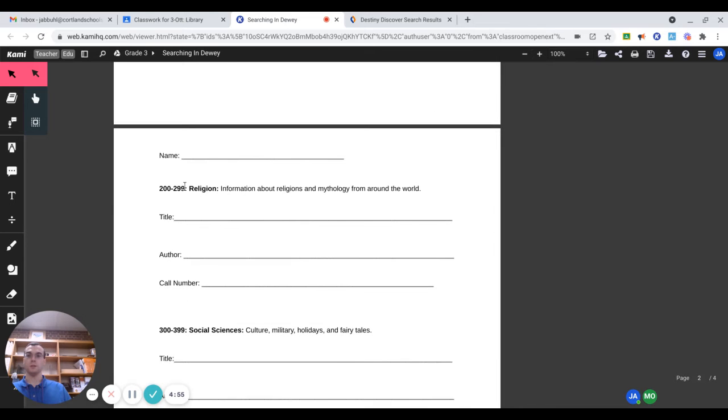Going down to the next one is religion, from the 200s. This is information about religions and mythology from around the world. So I could try maybe something for religion or mythology. I only need to try one to see if I can find a book from that section.